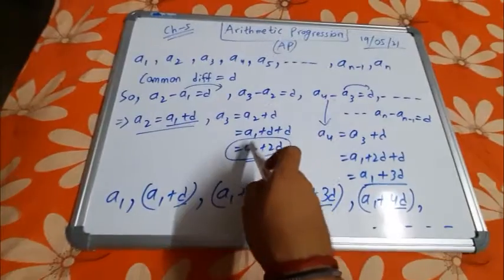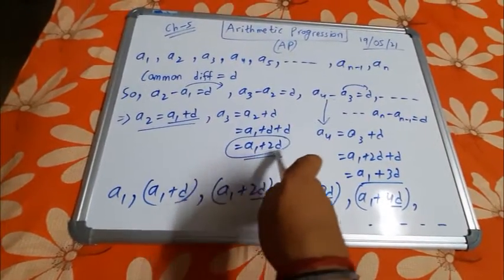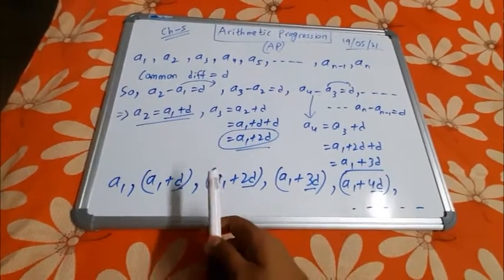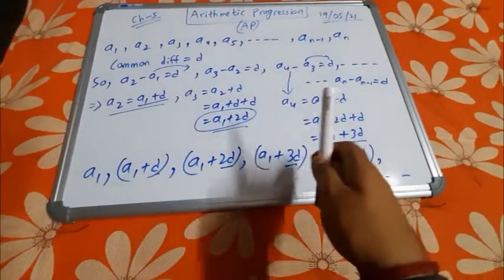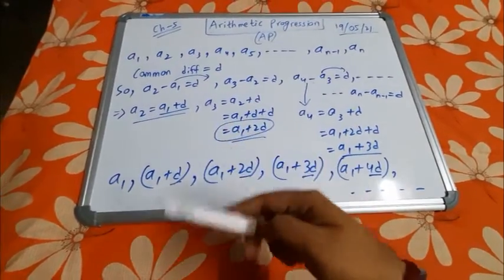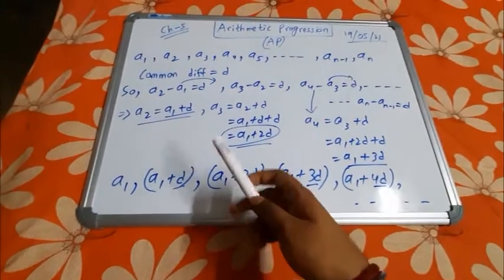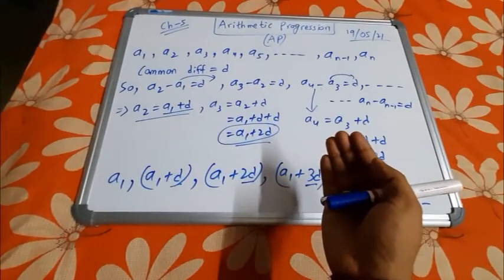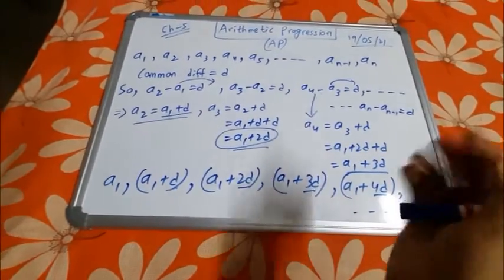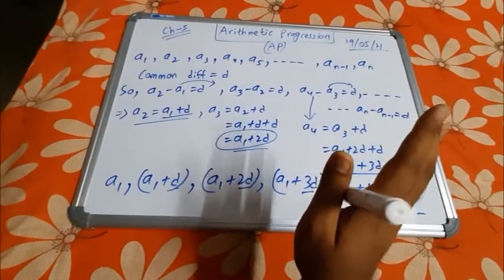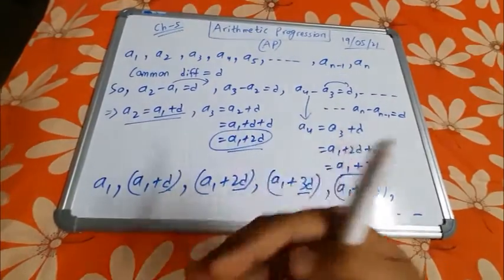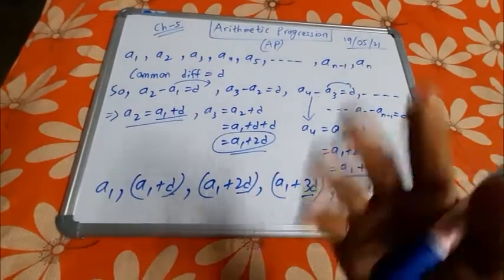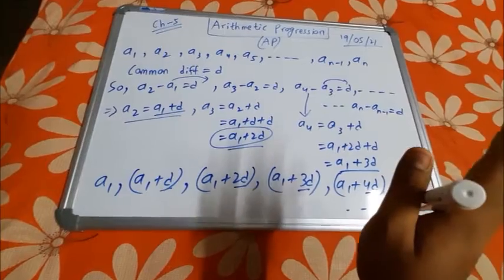So over here a1 plus d becomes a1 plus 2d. That means if you go on with the series, what you are actually doing is adding d to every term and getting the next term. You are adding the difference to every term to get the next term. That is actually what an AP series is. You add the difference to the previous term to get the next term, again add the difference to that term, get the next term, again add the difference. That's how it goes on.